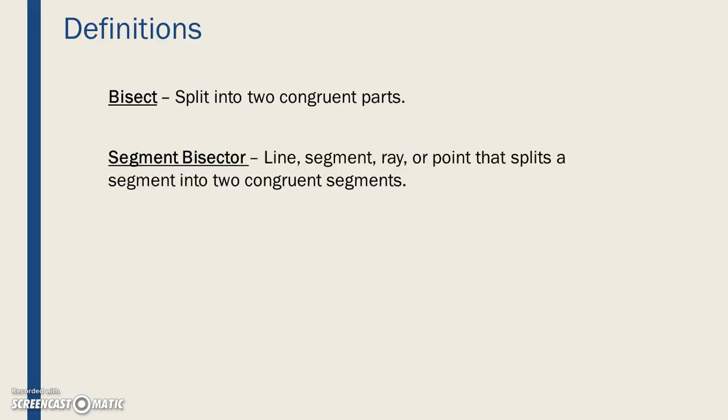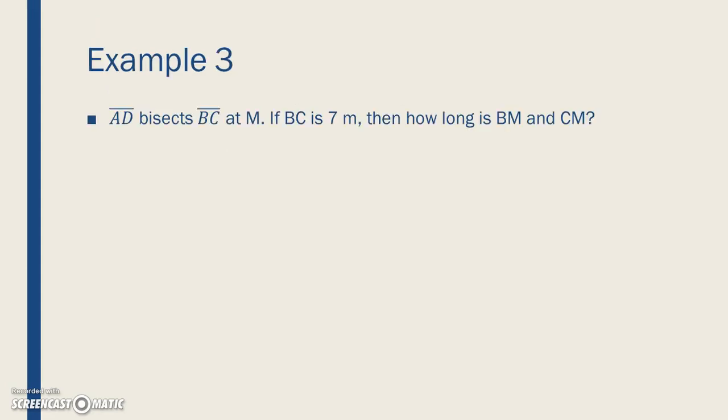Next definition is bisect. Bisect means to split into two congruent parts. So a segment bisector is something that splits a segment into two congruent segments. So here DE bisects AC. AC is being cut in half. B becomes the midpoint because it is the part where it is bisected.